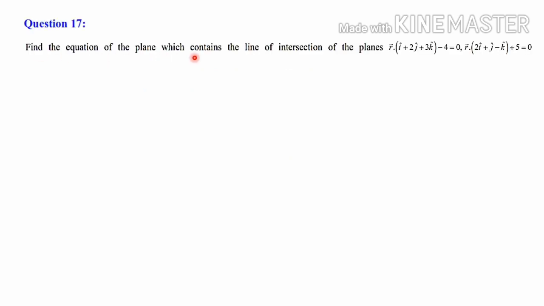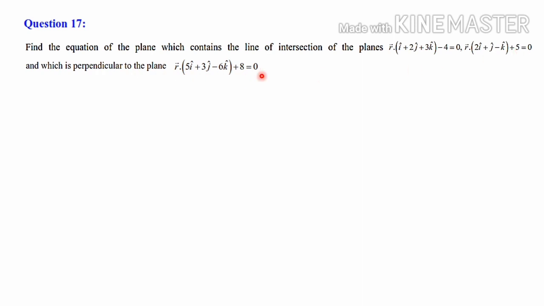Find the equation of the plane which contains the line of intersection of the planes vector r dot (i cap plus 2j cap plus 3k cap) minus 4 equal to 0, vector r dot (2i cap plus j cap minus k cap) plus 5 is equal to 0, and which is perpendicular to the plane vector r dot (5i cap plus 3j cap minus 6k cap) plus 8 is equal to 0. We are asked to find the equation of the plane which is passing through the line of intersection of these two planes and also perpendicular to this plane.